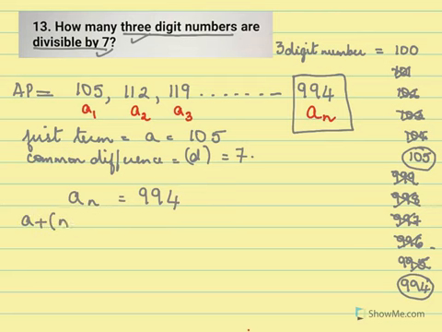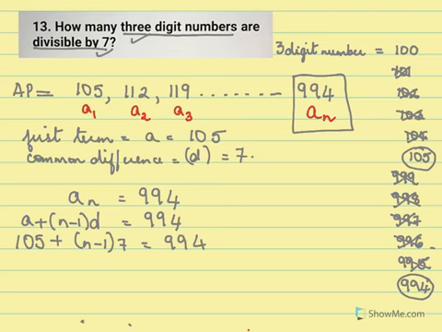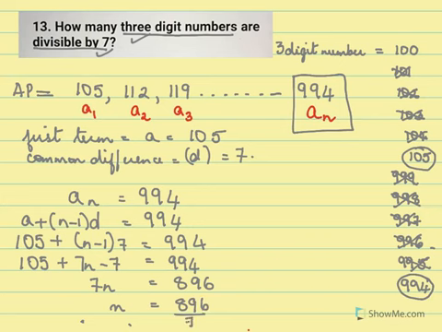AN is A plus N minus 1 D equal to 994. And then you start working this out. You know your A is 105. N we don't know. The D is 7. 994. So here we have 105 plus 7n minus 7 equal to 994. And on solving this, you will get 7n equal to 896, and your n will be 896 over 7, and your n will be 128.